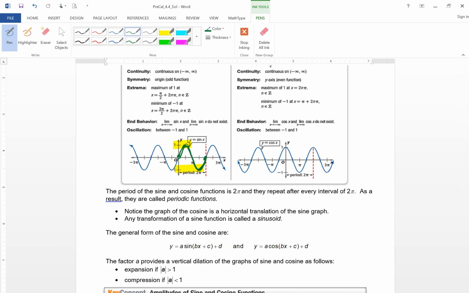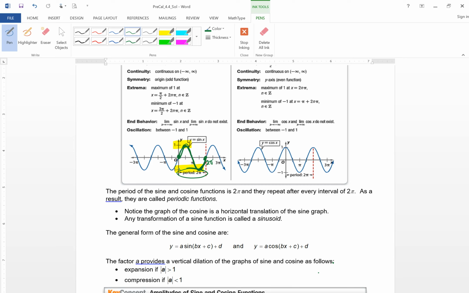Now, how far have we gone on the x-axis in order to complete one cycle? We started at 0, ended at 2 pi. That means we went a distance of 2 pi on the x-axis before completing a cycle. That also means that the period of the sine is 2 pi. All that means is you have to go a distance of 2 pi in order to complete one cycle.